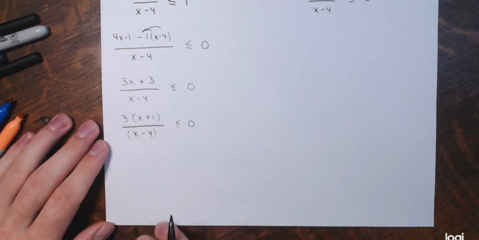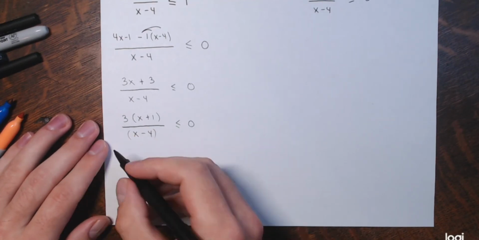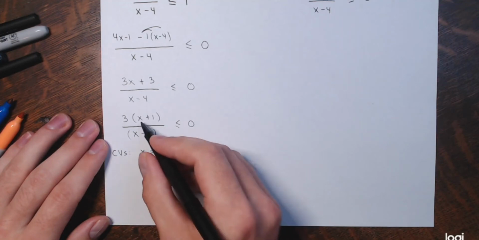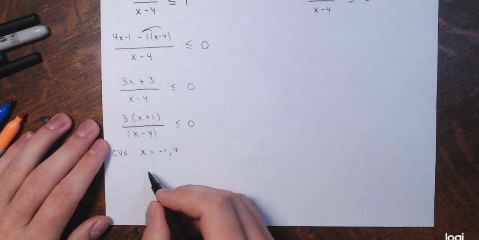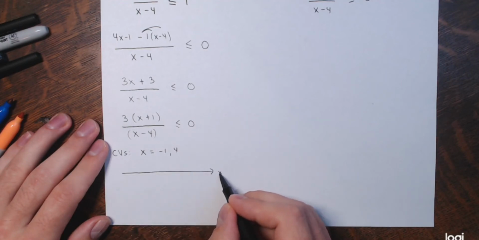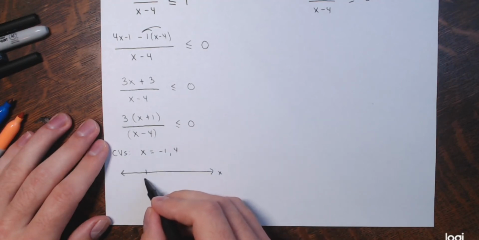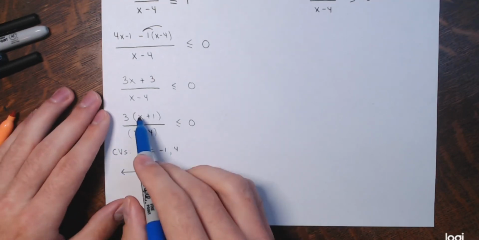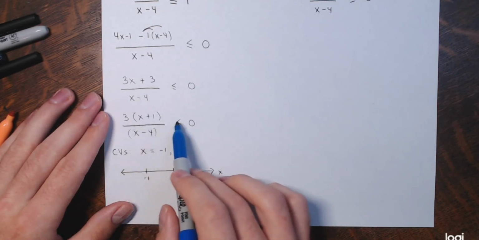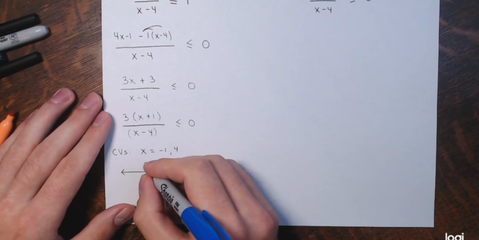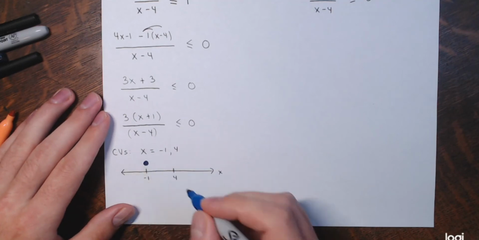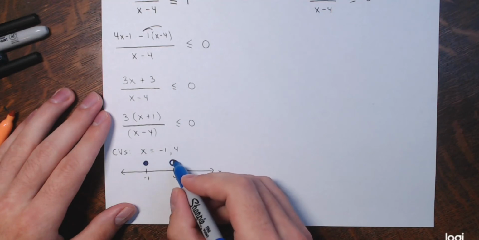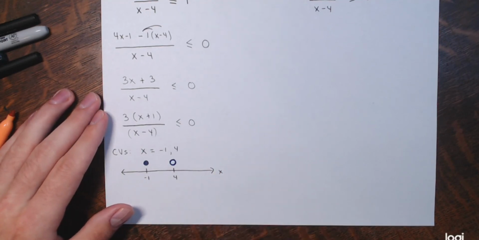Alright, so I got what I want: a single fraction on one side, 0 on the other. The critical values, CVs, are the values of -1 and +4. Mark those on a number line, with -1 to the left of 4. -1 would be a solution. If I plug in -1, you'd have 0 is less than or equal to 0. The equal to part is satisfied, so a closed point on -1. 4 would make a denominator 0, so you can't use 4. Open point above 4.